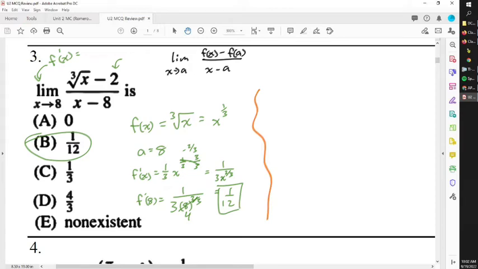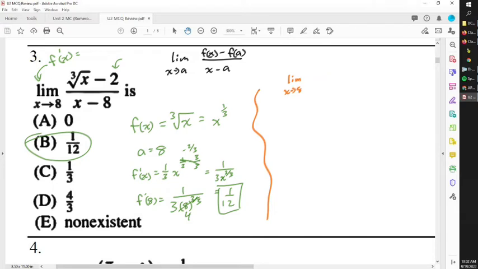Okay, here's the long way. Now the first thing you would do is check the 8s to see if you get an indeterminate form. If I do the third root of 8 on top, I get 2. I get 2 minus 2, which is 0. On the bottom, I get 8 minus 8, which is 0. We have a 0/0 indeterminate. So, you limit experts, what would you do next?